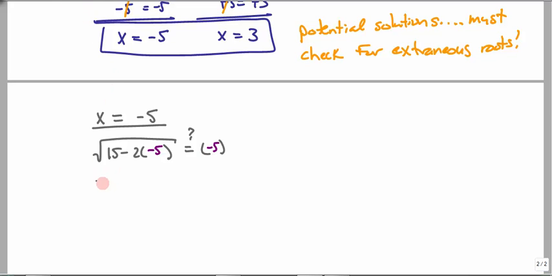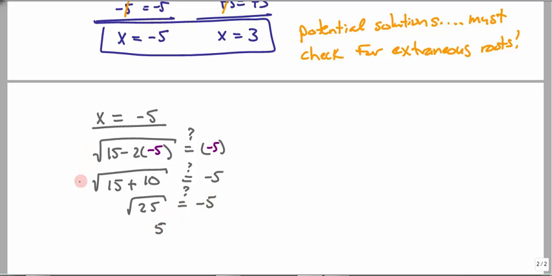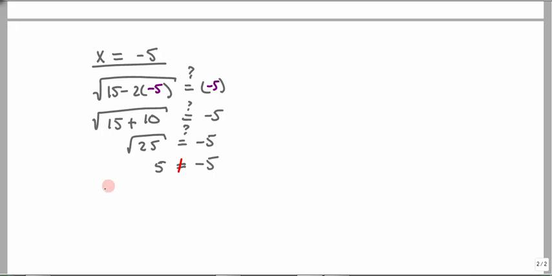So if we keep simplifying, I get 15 plus negative 2 times negative 5 is 10. Again, I'm checking. 15 plus 10 is 25. The square root of 25, we're looking for the positive root. If there was a negative sign out front, I could get a negative sign out of this, but I'm only looking at the positive root. So 5 does not equal negative 5. Therefore, x equal negative 5 is an extraneous root and not a solution.